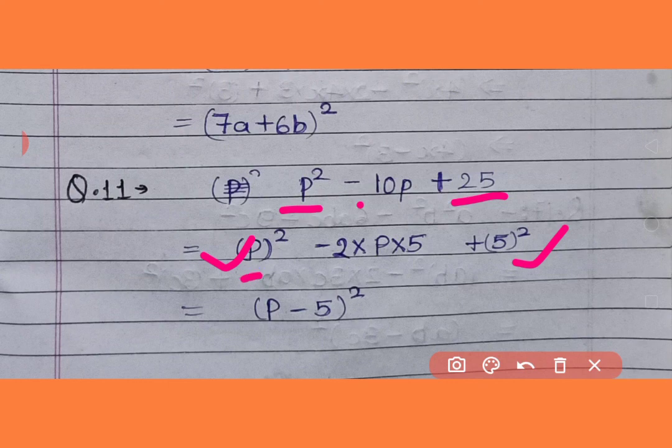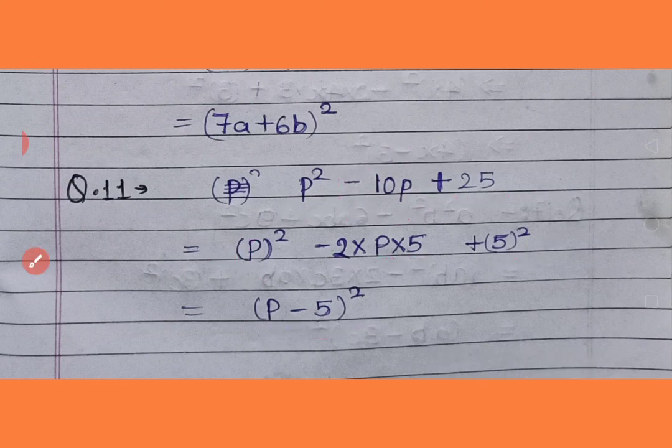A value is given p and b value is given 5. So 2 multiplied with a multiplied with b. So 5 2s are 10. It is good, it is easy to understand. This is minus 10p. So we can write here p minus 5 whole square.